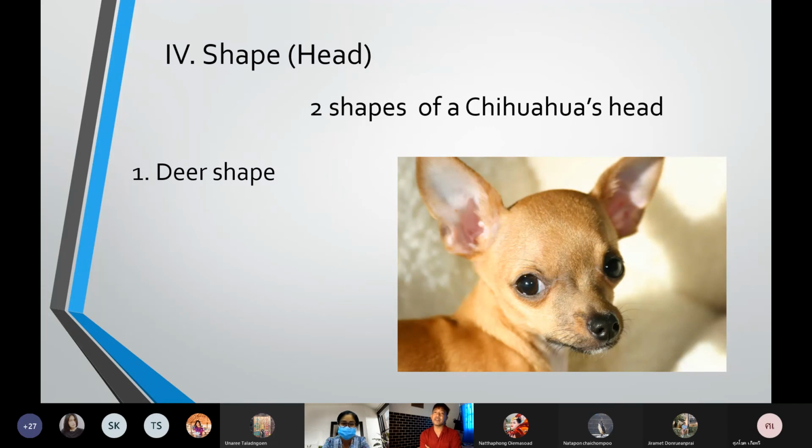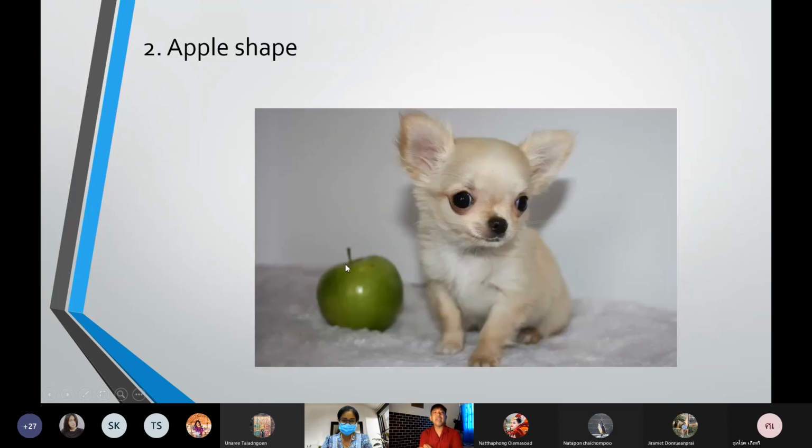There are 2 shapes of a Chihuahua's head. Number 1 is the deer shape. You can see the shape of the head is like a deer. And the last one is the apple shape. You can see it's like an apple. It's more round, not like a triangle. Okay, it's rounder than the deer shape.